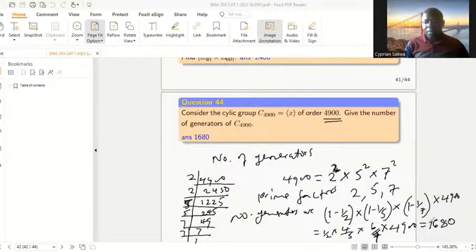1680 generators. So that's how you find the number of generators. First of all, you find how many prime factors we have. And so 1 minus 1 out of the first prime factor, then times 1 minus 1 out of the second prime factor, and then times that, and so on, depending on the number of prime factors.